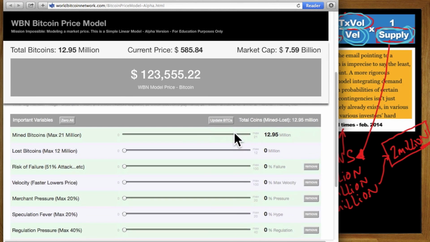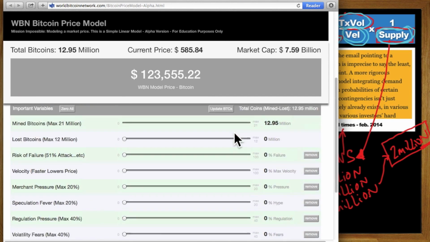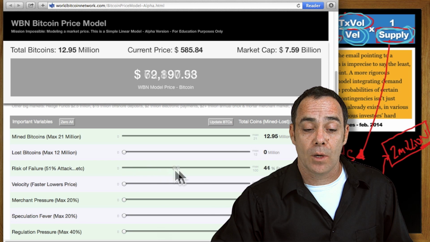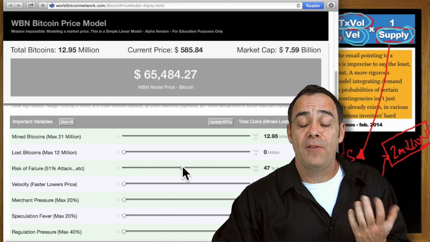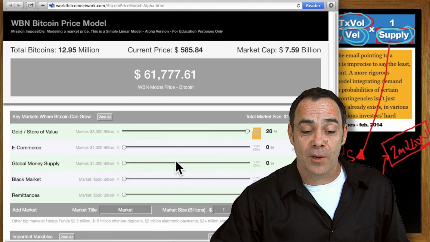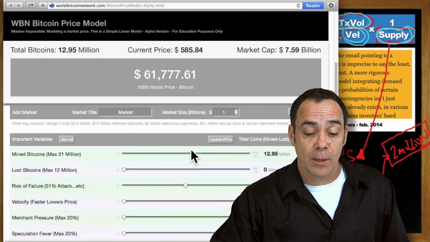But you could go down here and start adding some of the negatives, right? Well, let's look at the risk. The risk that Bitcoin might fail. Maybe there'll be a 51% attack or something else, some sort of hacking that will wreck Bitcoin, okay? And so what's that risk? And you can sort of increase that risk and watch the price fall. So if you believe that there's 50% chance that Bitcoin will fail, well, that should affect the price, okay? And indeed it does.